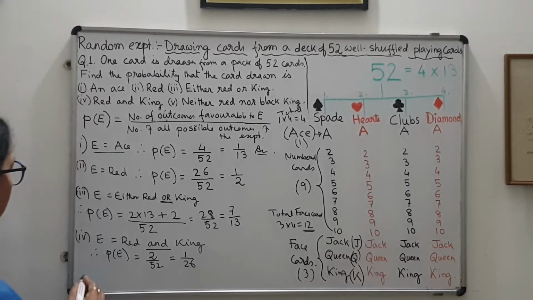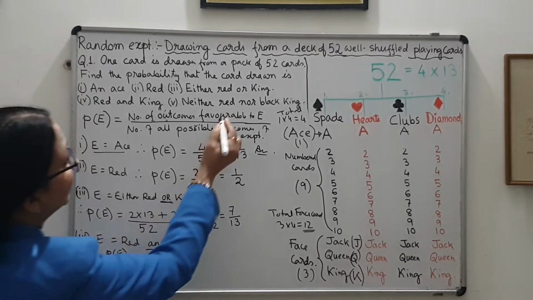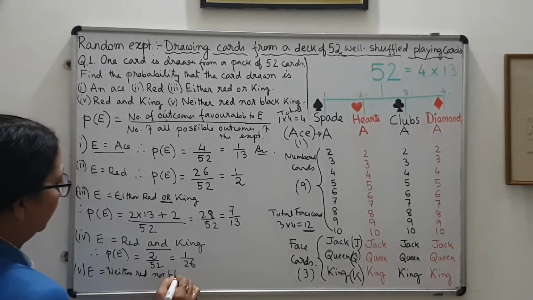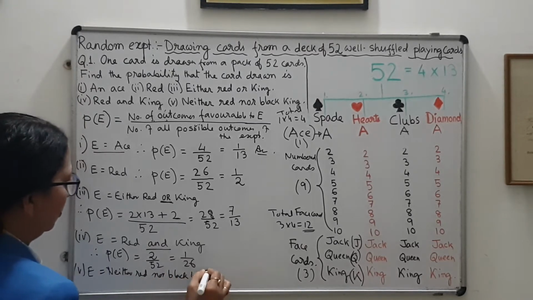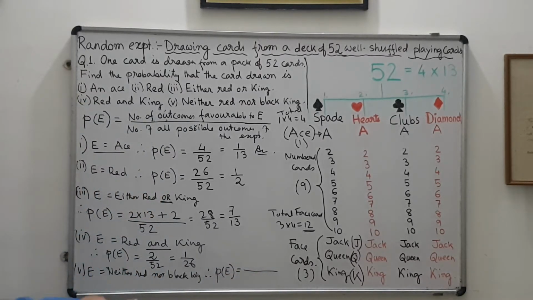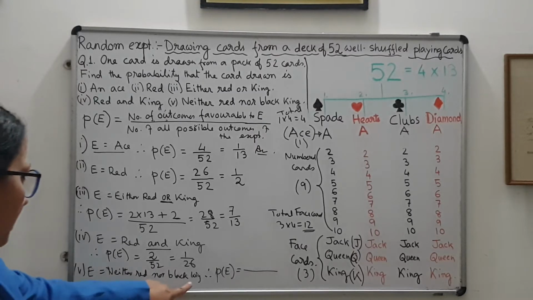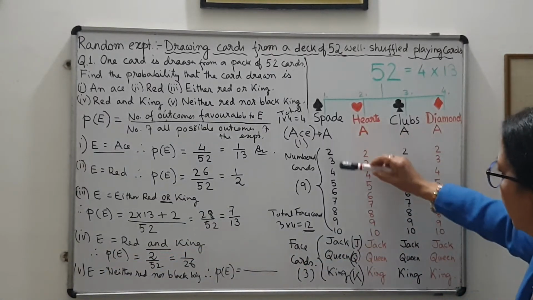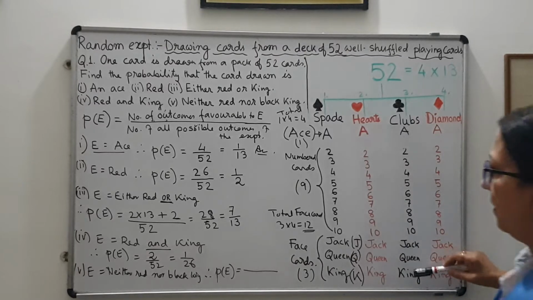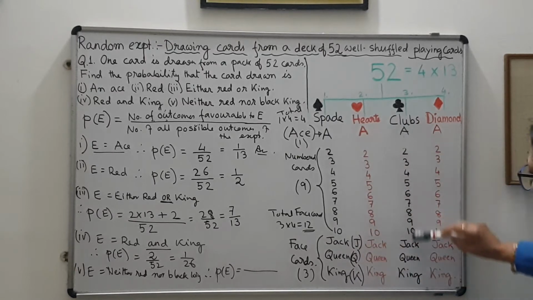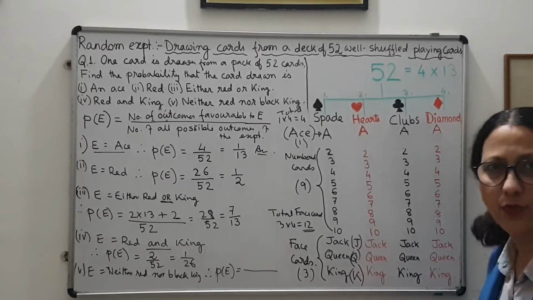Lastly, fifth part, what is the event? There is neither red nor black king. Neither red nor black king. So the probability, number of favorable outcomes: it cannot be red, it cannot be black king also. It cannot be red means I have to omit these two red columns. So I have to consider this spade column and this clubs column. But not black king. So I have to omit these two kings also. So among these 26, I have to omit these two kings. So it will be 24.